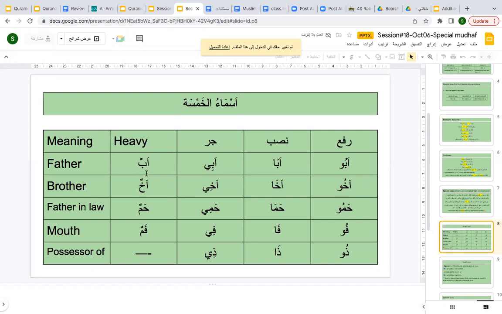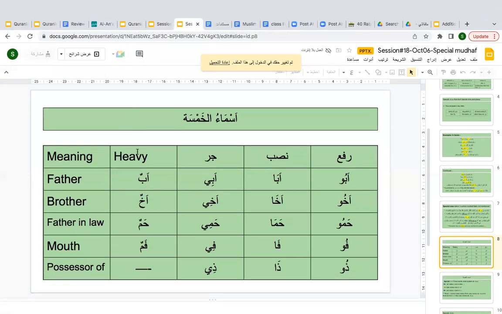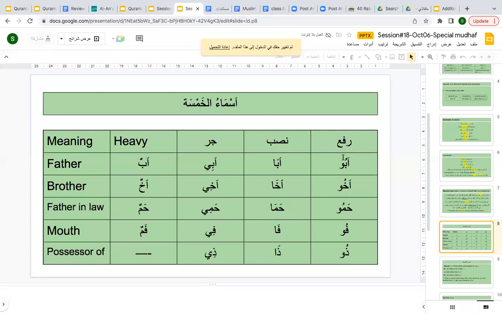Ending alif is going to show that they are talking about two parents. Okay, but these words are special. When I'm making these words light, what am I adding? I'm adding a corresponding letter here: waw in case of raf, alif in case of nasb, ya in case of jar. Everyone with me so far?